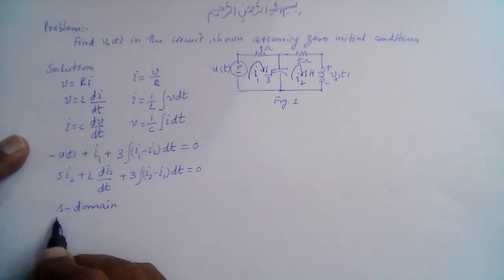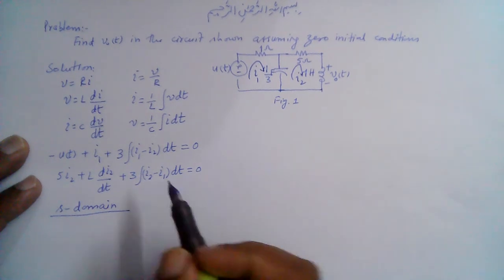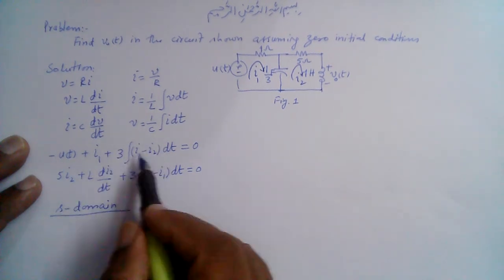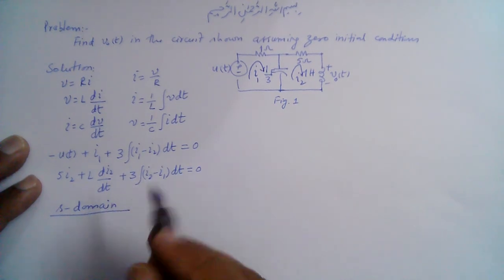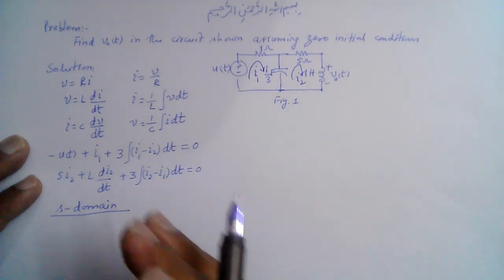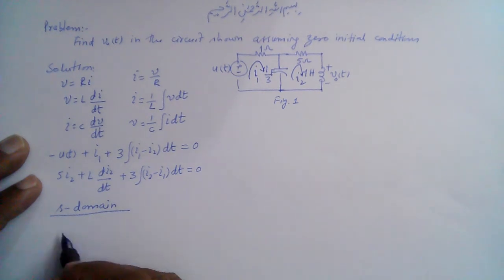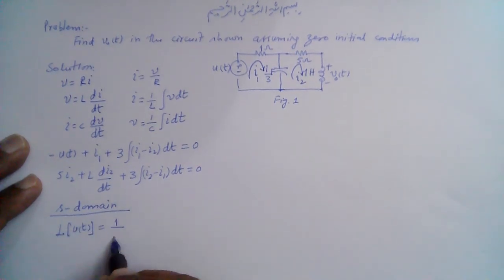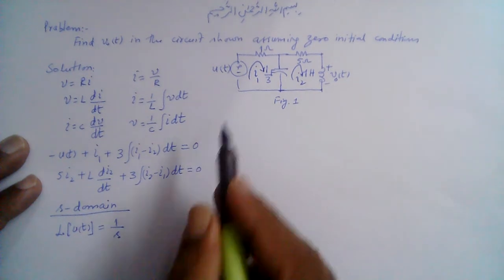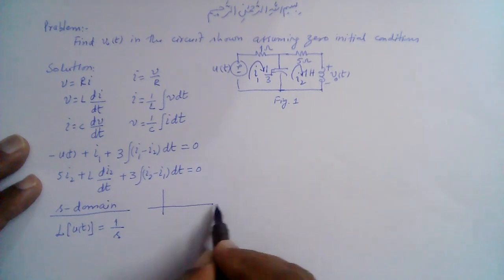We transform the circuit into the S domain, then solve it using the algebraic method. These calculus operations, these integro-differential equations, are reduced to simple algebraic operations when we transform the circuit into the S domain, the frequency domain. The Laplace transform of u(t) is 1 over s. And this is the voltage here, a step voltage.